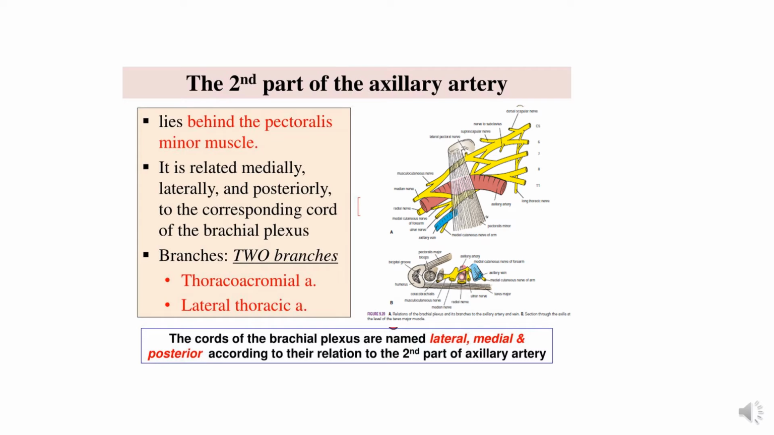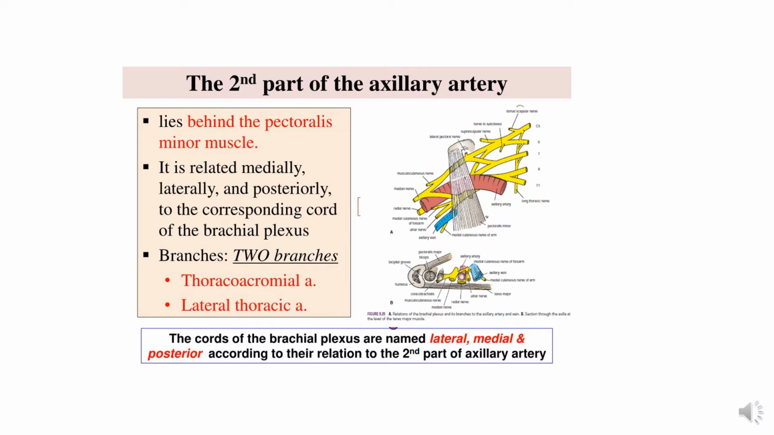The second part of the axillary artery, as I have told you, lies behind the pectoralis minor muscle, and it is related medially, laterally and posteriorly to the corresponding cords of the brachial plexus. You can see the cords lying laterally, medially and posteriorly. Two branches arise from this part, the thoracoacromial artery and the lateral thoracic artery. I will show you in the upcoming slides.